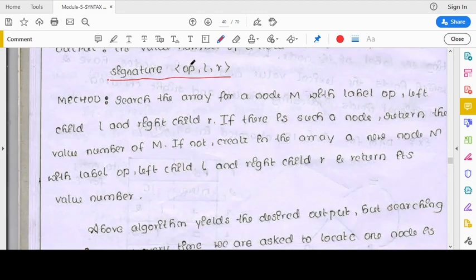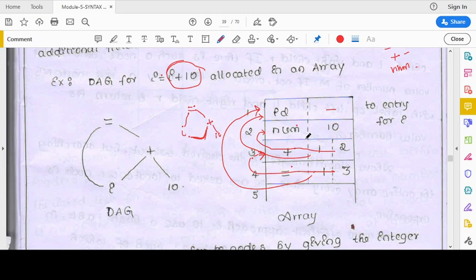First thing is to search for the particular value within your array, if it is already there. So search the array from the node M. The M will be your table with the label operand, left child with L and right child with R. If there is such a node, return the value of M. If you already have an entry of A, or here it is I, return the value of I.